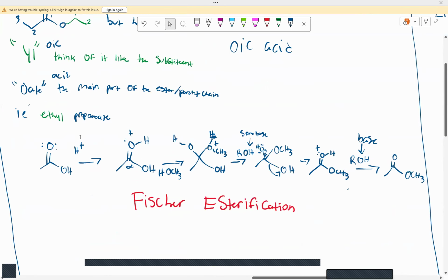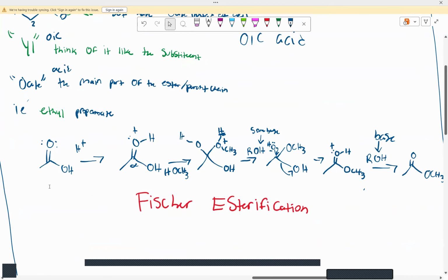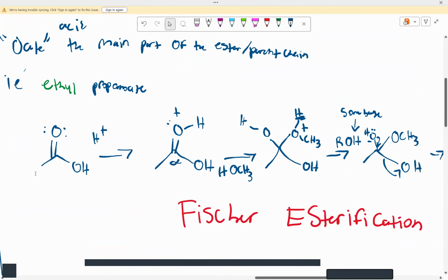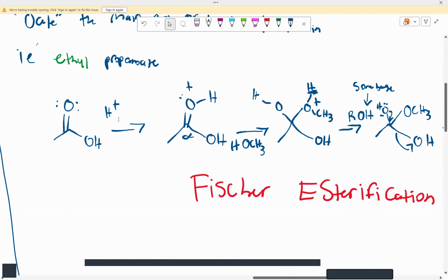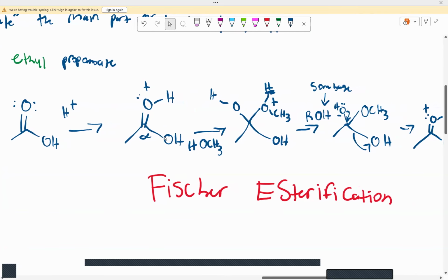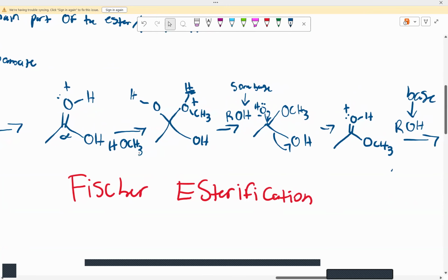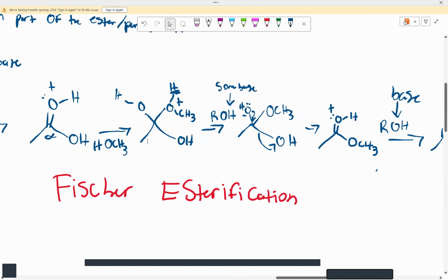And then I have the Fischer esterification. This is essentially a fancy way of saying how esters are created from a carboxylic acid. So here I have my carboxylic acid, then I'm adding an acid catalyst. Now that carbonyl carbon is even more positively charged, so it's even more reactive. So then you'll have an alcohol come in. More specifically, this is methanol because it has one carbon. And then that OH group, or hydroxy group, will come in.